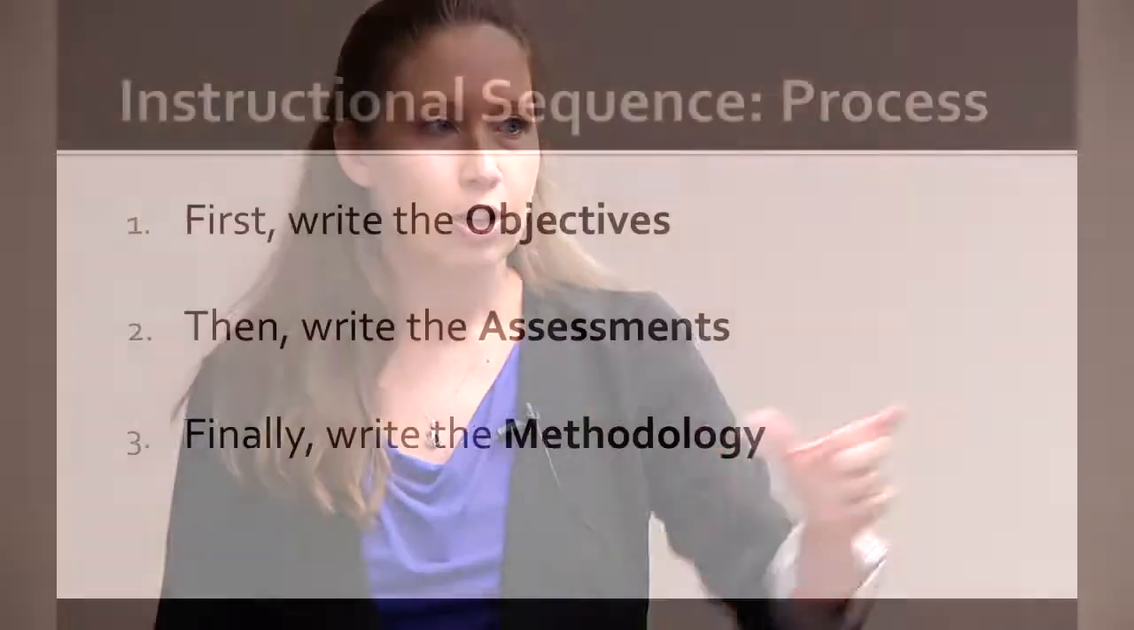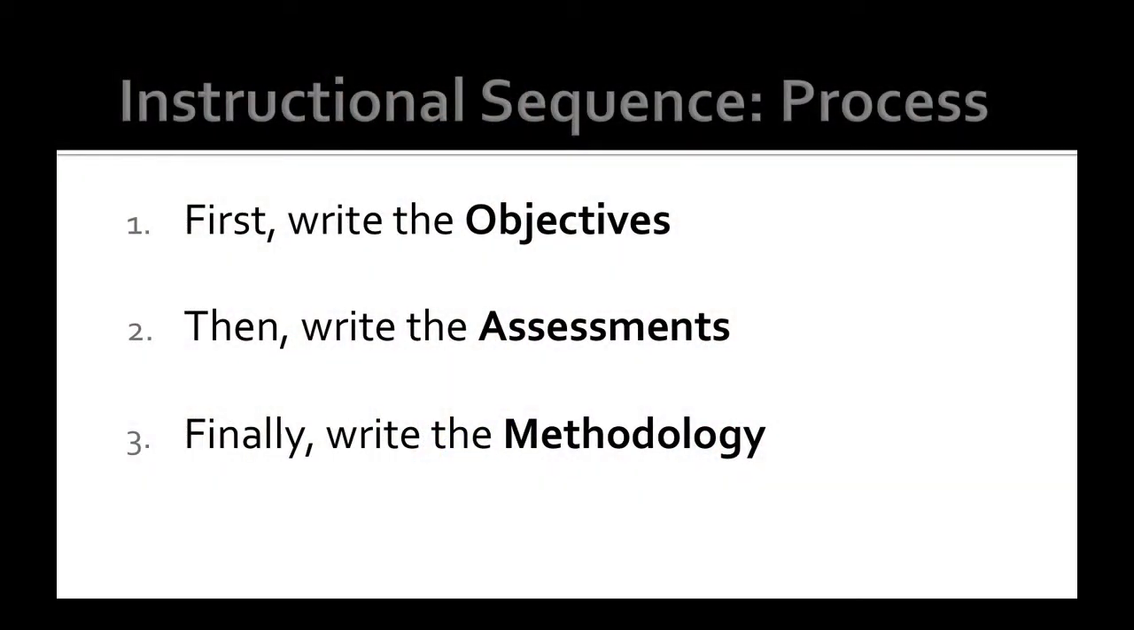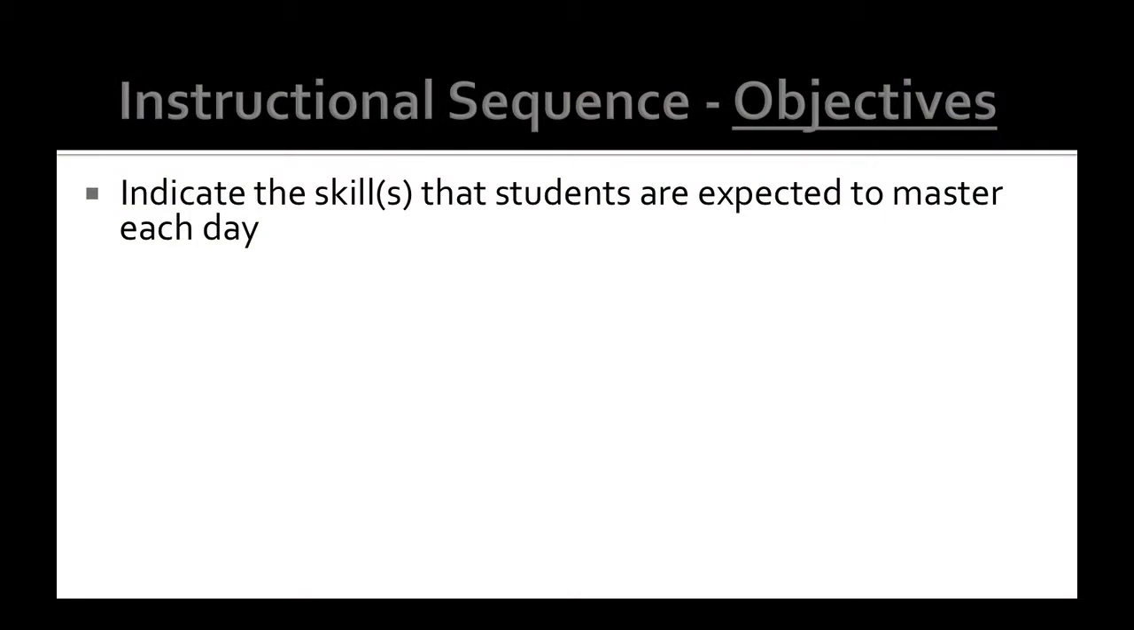Okay, here we go. So we start with how would we do this? You don't write them OMA. You write them in a different order. You write the objective first, then the assessment, and you do the methodology last. That's the order you want to write them in, and we're going to explain why. Starting with the objective, this is what are the skills the students are mastering today?